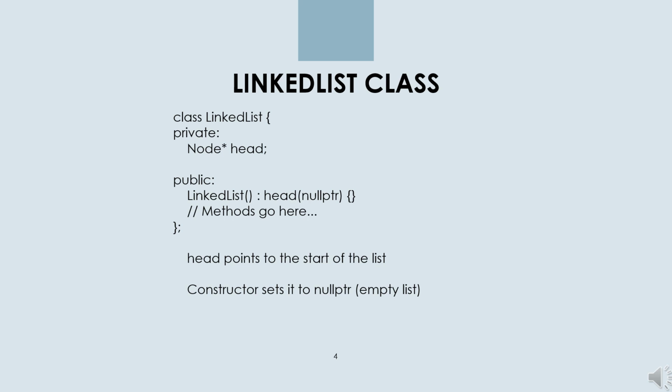So now we are going to create a linked list class. Under the private access specifier, we are going to create a head pointer, and then the methods that we are going to apply in the linked list.